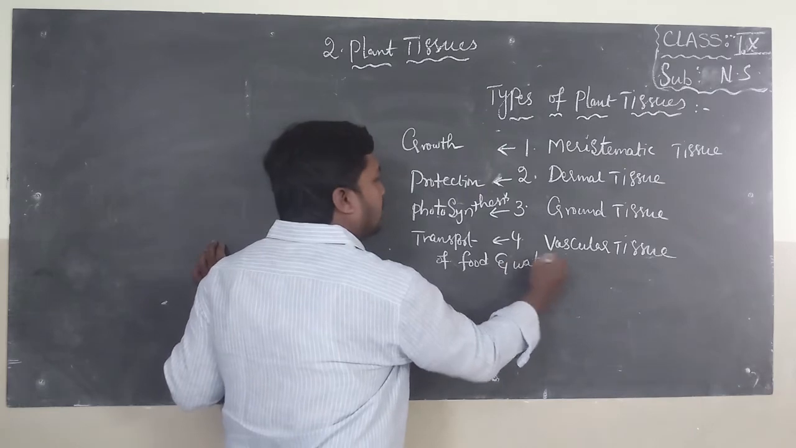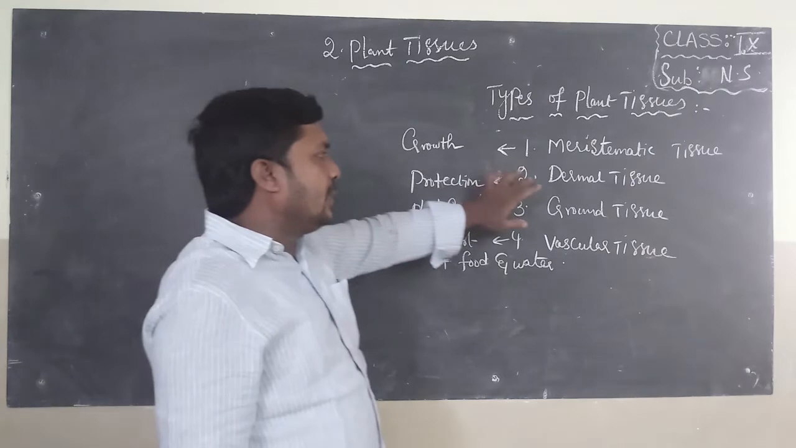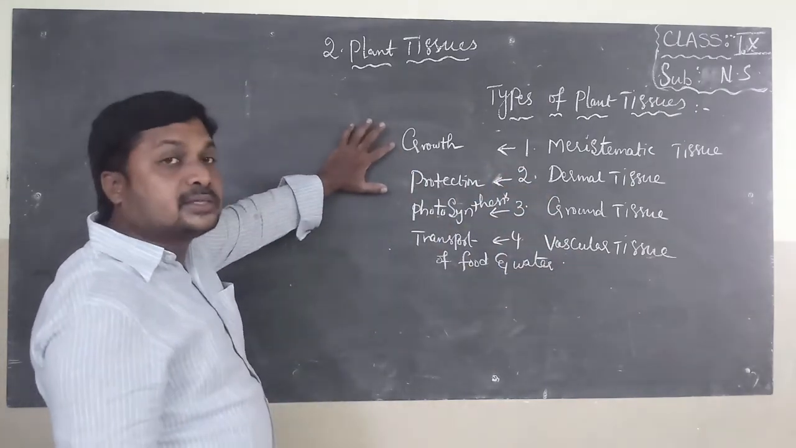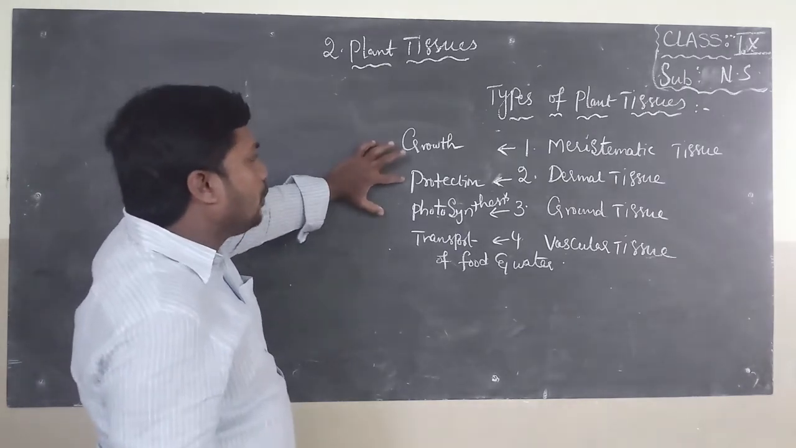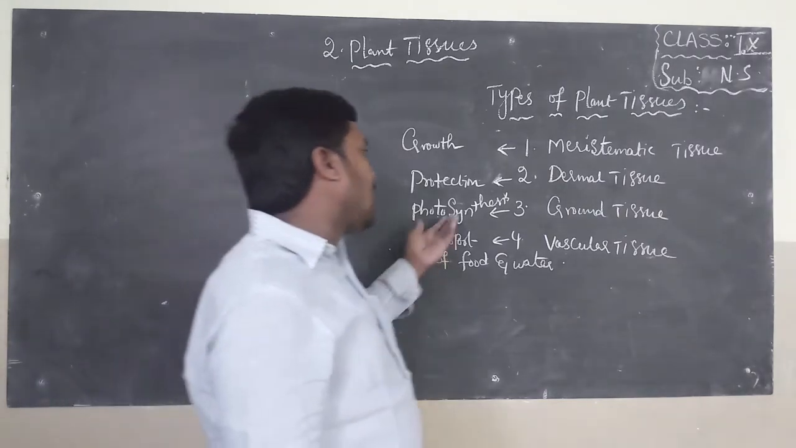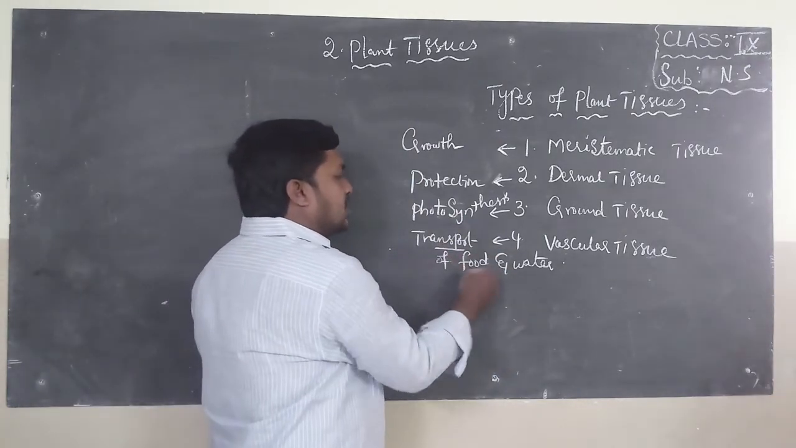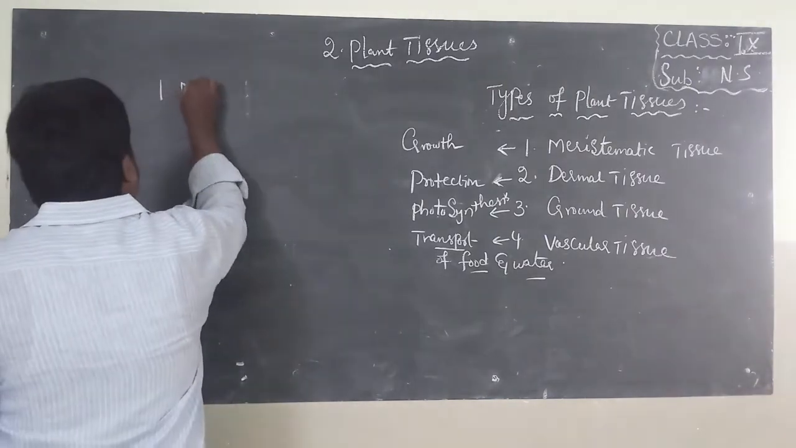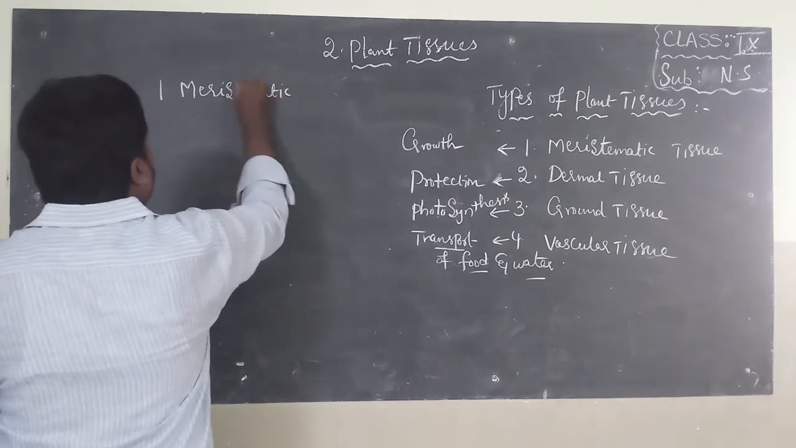So, four types of tissues and four functions. Meristematic tissue, dermal tissue, ground tissue, vascular tissue. Meristematic tissue is helpful to increase the growth of shoot and root. Dermal tissue gives protection to the plant from the external environment and parasites. Ground tissue has chloroplast which helps to perform photosynthesis. Vascular tissue is helpful for transport of food and water. So now I will start with the first tissue, called meristematic tissue.